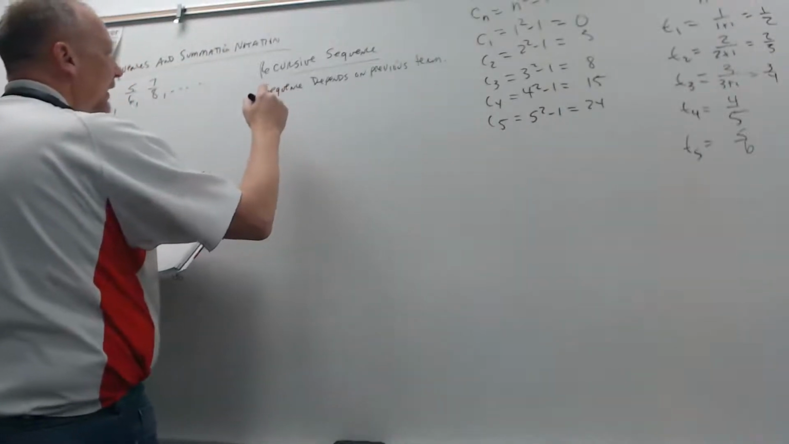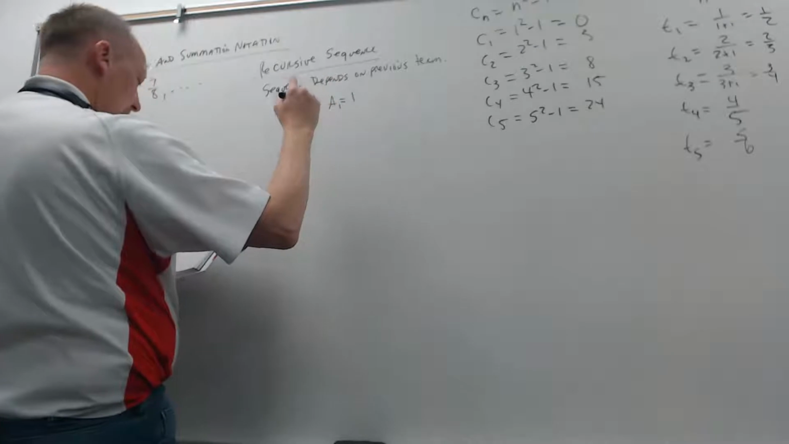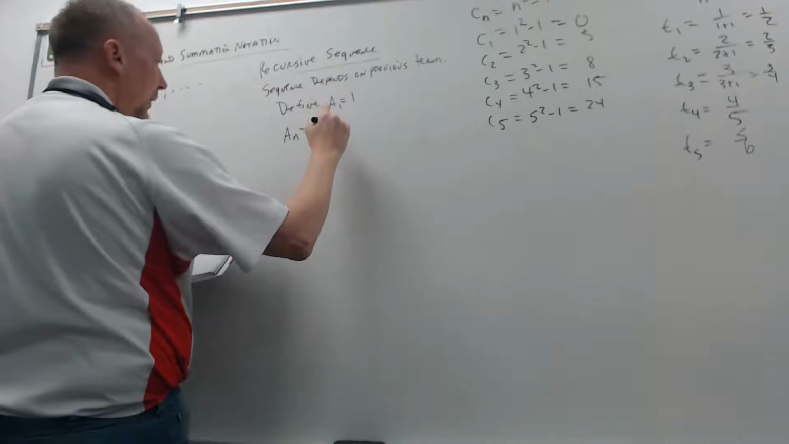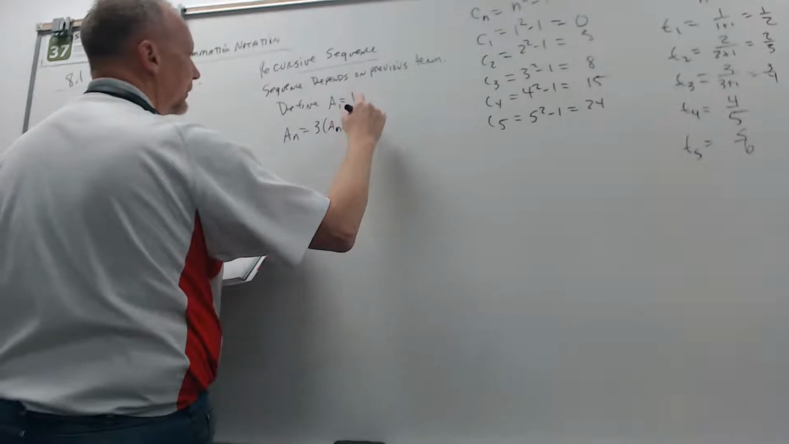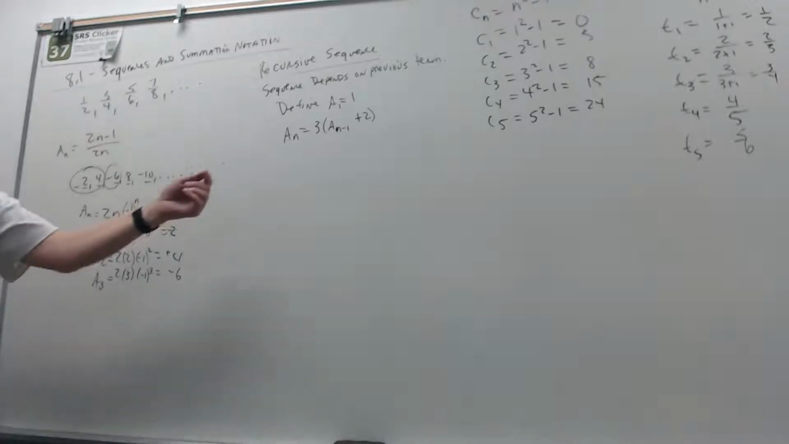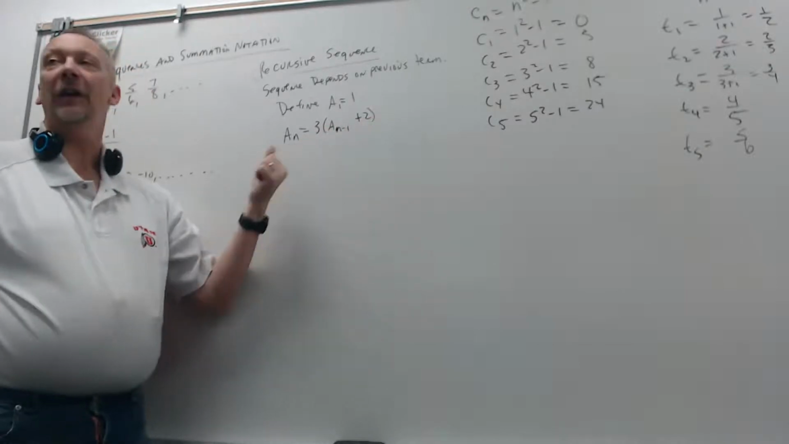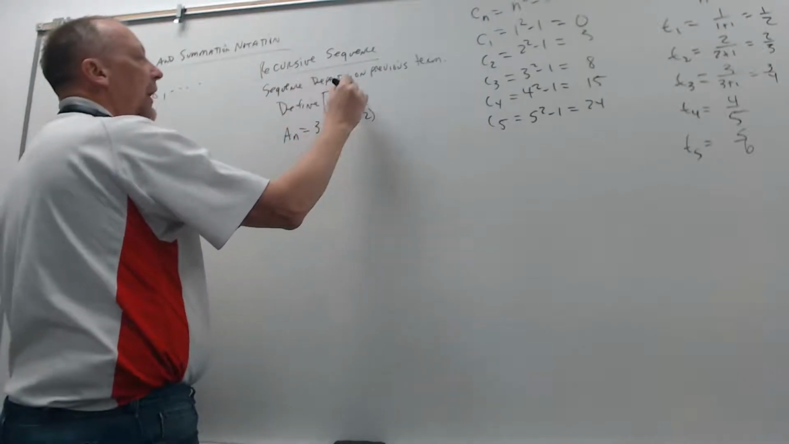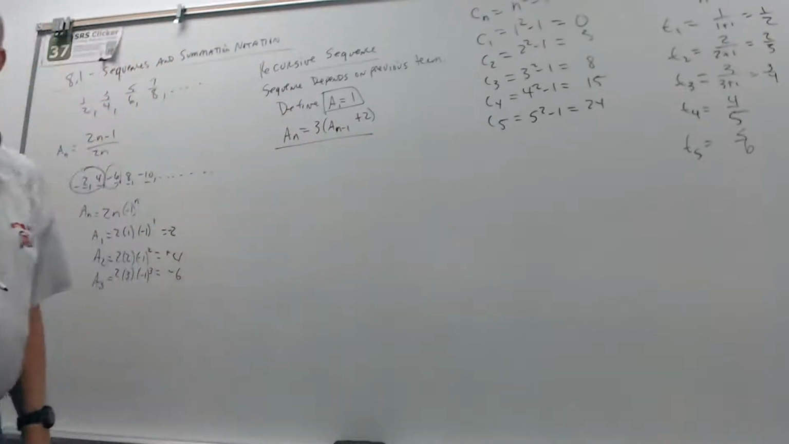So let's define a sub 1 equals 1, and then a sub n equals 3 times (a sub n minus 1 plus 2). Am I writing this right? Yes. So the idea here is your current term depends on your previous term plus 2, multiplied by 3. If you're doing a recursive sequence, you're always going to have to define the first term, and then the rest of the formula depends on the previous term.